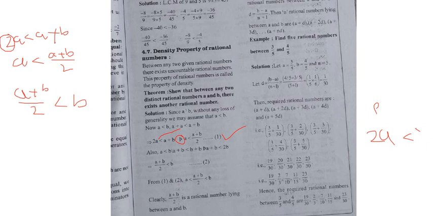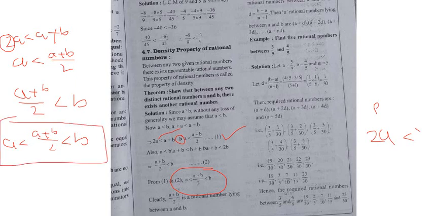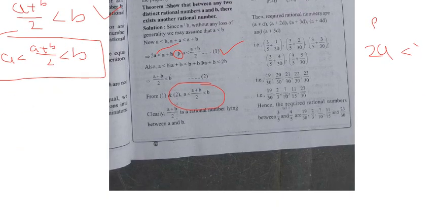To combine equations 1 and 2, you remember this: a is less than a plus b by 2, which is less than b. This statement you have to remember. Now see that, clearly a plus b by 2 is a rational number lying between a and b. Yes or no? Yes. Can you say that the average of a and b is a plus b by 2? Yes.